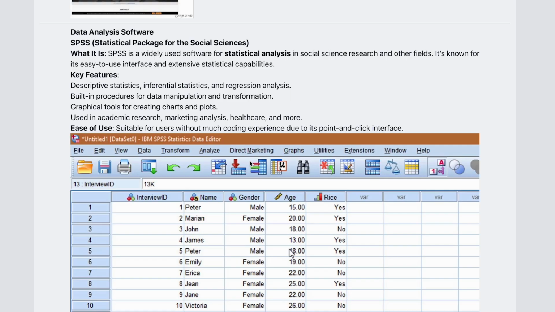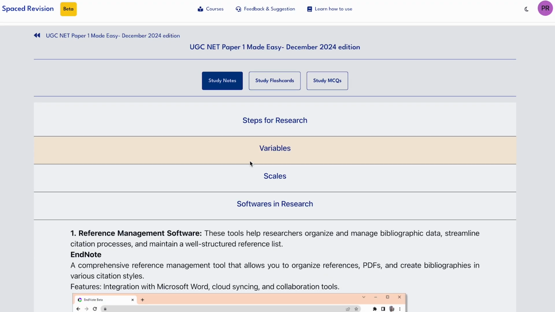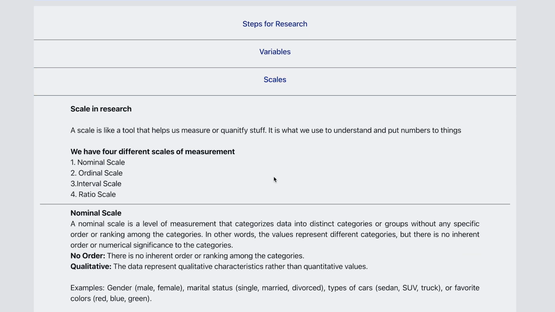I guess you got an idea. So what I've done for notes is given you exactly what's required for your NET paper 1 without giving you too much extra information so that it's not an overload, because I understand you have to study paper 2 as well.